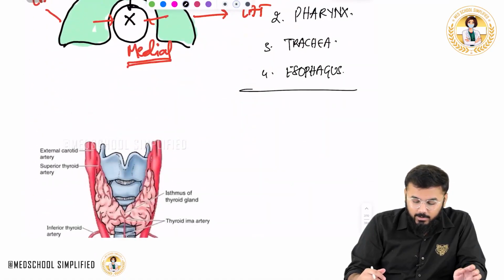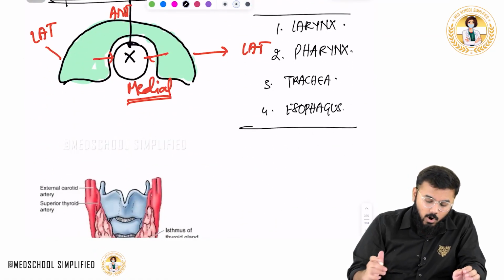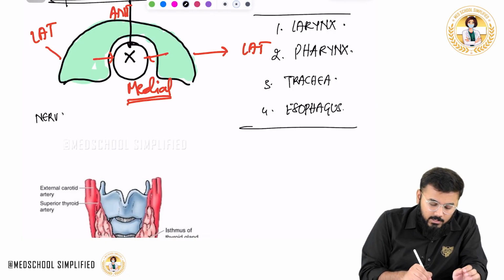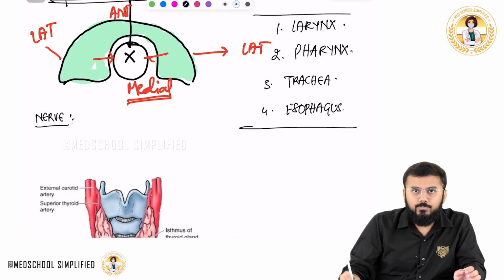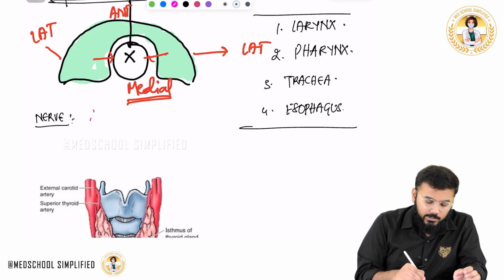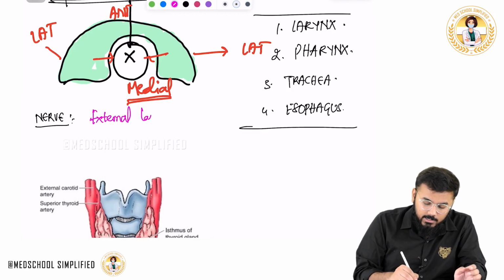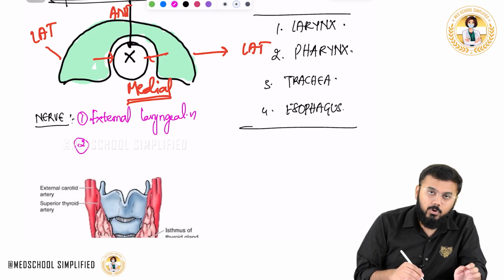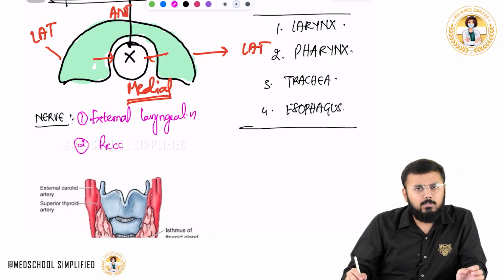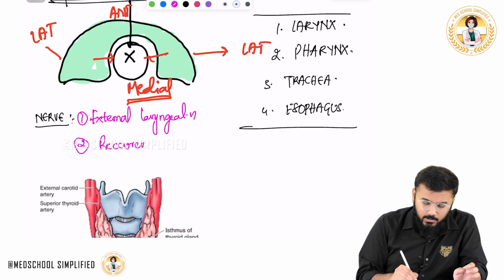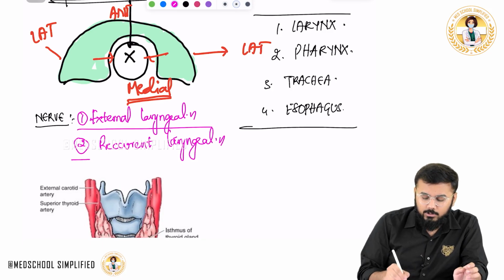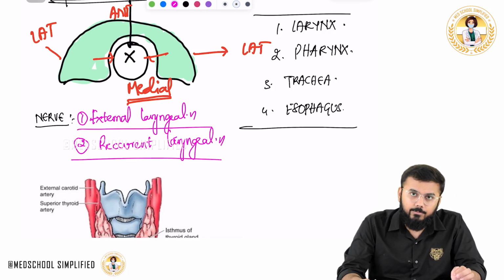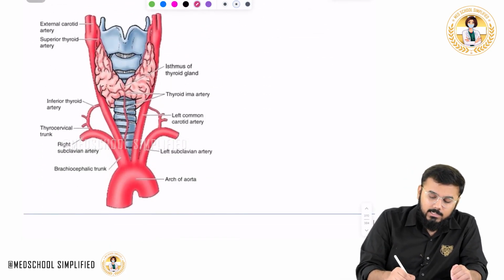Now, when I discuss about the thyroid gland, what is the nerve that innervates the thyroid gland? One nerve is called as external laryngeal nerve. We have talked about this in detail in previous lectures. This is the first nerve, and the second important nerve is the recurrent laryngeal nerve. Both of these nerves are the branches of vagus nerve. So these are the two nerves that innervate your thyroid gland. Okay. Now after this, let us discuss about the blood supply.